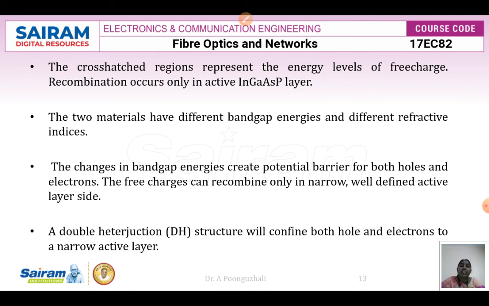The cross hatch region represents the energy levels of the free charge there. A recombination is going to occur only in the active indium gallium arsenide phosphide layer. The two materials are going to have two different band gap energies and different refractive indices there. The changes in these band gap energies are going to create a potential barrier for both the holes and electrons. So the free charges can recombine only in the narrow, well-defined active layer there. The double heterojunction structure will confine both the holes and the electrons to the narrow active layer.